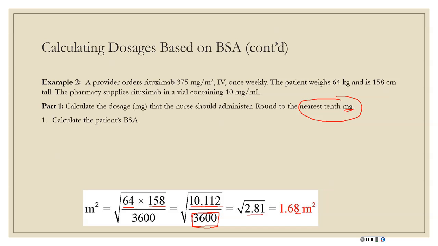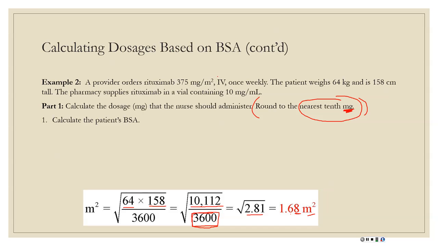Again, right now, we're not rounding to milligrams. We're looking for meters squared. So your 100th spot is that second decimal. We're never going to round to that first decimal. These rounding instructions are for after you obtain that dose in milligrams, but we're not at the final part yet where we need to round. So we're going to leave this at 1.68 meters squared.